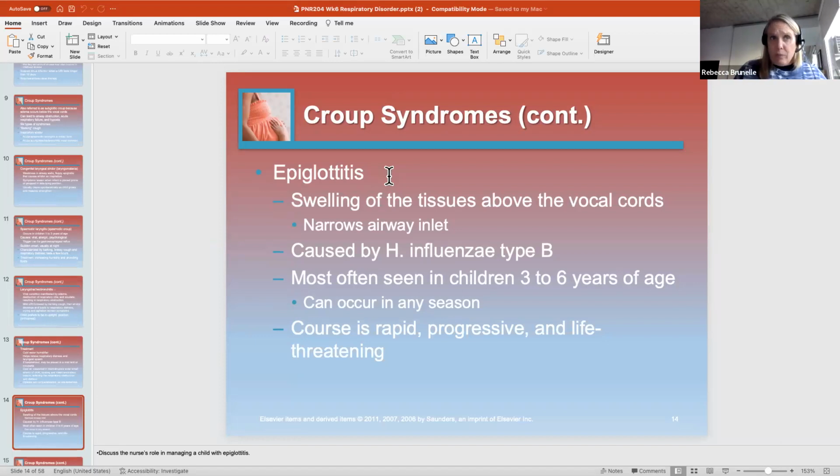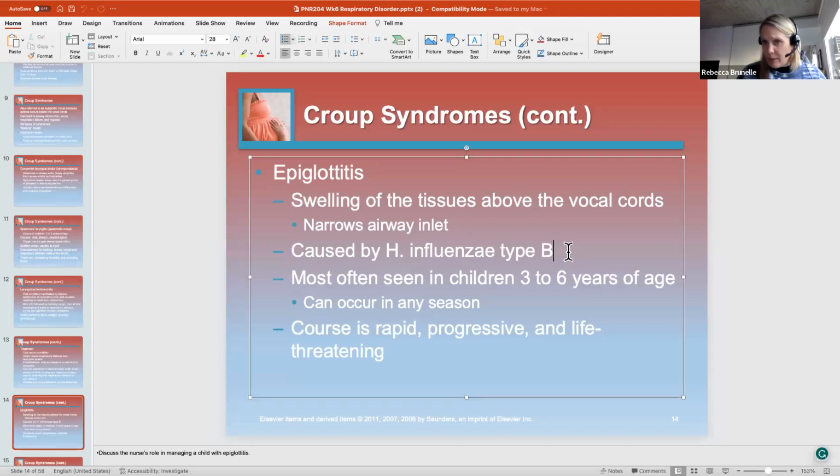It's commonly caused by Haemophilus influenzae type B, also known as Hib. There's a Hib vaccine, so getting kids vaccinated will also decrease the incidence of epiglottitis. It's usually seen in the 3 to 6 age group, and it's pretty rapid. They can go from not feeling well to being really sick really, really quickly. And like I said, you have to remember that it's a medical emergency.